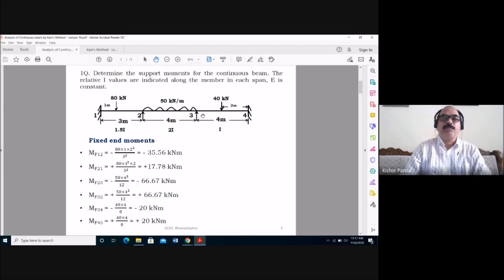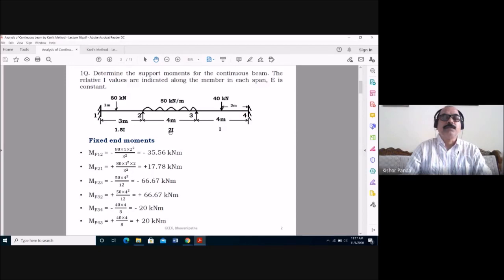Then this is the span 3-4, and what is the fixed end moment? MF34 and MF43. When there is a concentrated load at the midpoint, what is the moment? WL by 8. For this side, anti-clockwise, minus WL by 8. W is 40, L is 4, so 40 into 4 by 8, minus 20 kilonewton meter. And MF43 is plus 40 into 4 by 8, plus 20 kilonewton meter. So these are the fixed end moments for the ends of all spans.